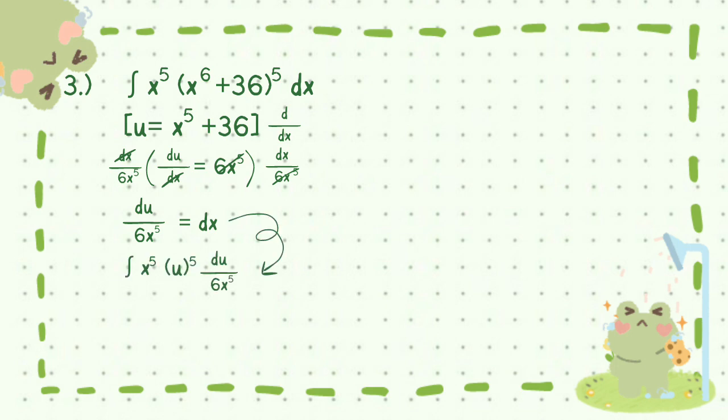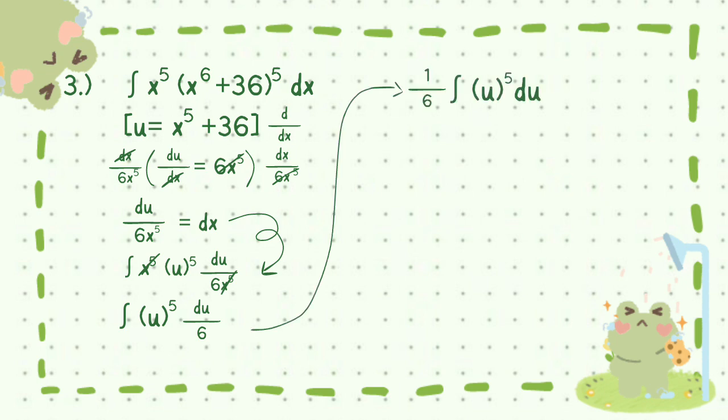Now that we have the value of dx, we will just simply substitute into the given. It will be written as the integral of x to the 5th times u raised to 5 du over 6x to the 5th. Next, we cancel the common variable and constant, and we will be left with the integral of u raised to 5 du over 6. Since we cannot proceed to the next step due to the 6, we will just simply factor it out and move it to the other side.